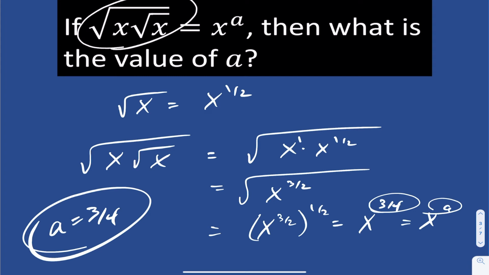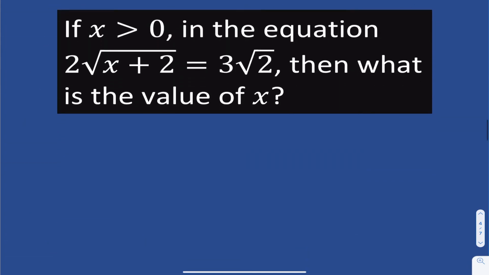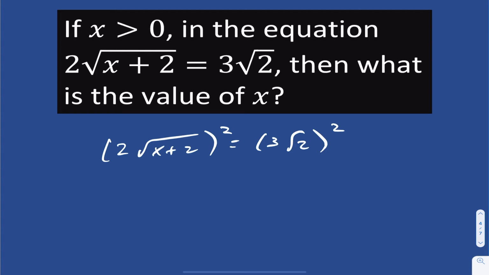Let's try another. So for this one here, you have x is greater than 0 in the equation 2 times root x plus 2 equals 3 root x. So you're solving a radical equation. What you want to do here to start yourself off is to square both sides of the equation. By squaring both sides of the equation, you get rid of those radicals.